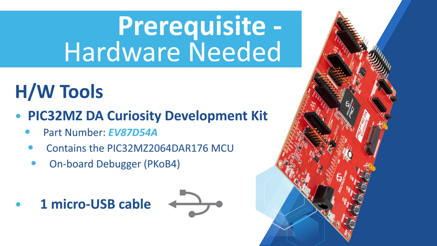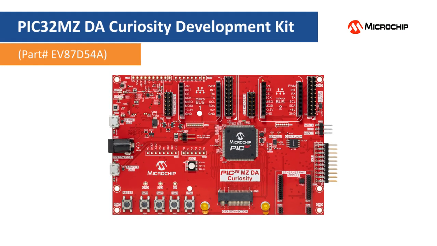For this video, we will use the PIC32MZDA Curiosity Development Kit that includes an integrated graphics adapter for interfacing the microcontroller's built-in multi-layer graphics controller and 2D graphics processor. Let us look at the resources available on the board before we get started. The PIC32MZDA Curiosity Development Kit contains a PIC32MZ2064DAR176-I2J microcontroller with 200 MHz, 2 MB flash, 640 KB of SRAM, and 32 MB DDR2.